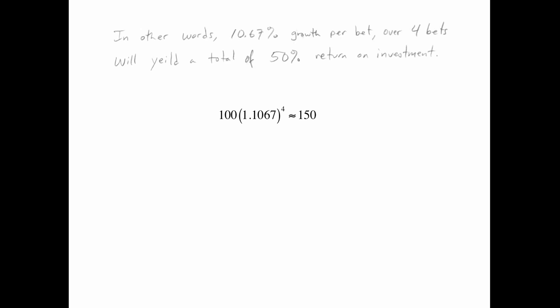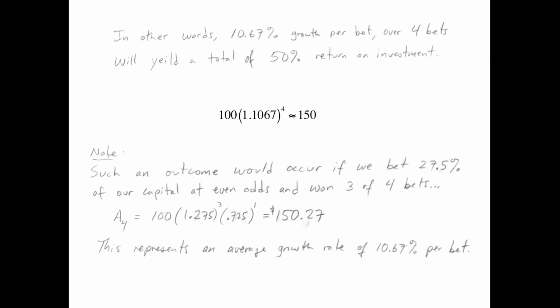A growth of 10%, let's say, gives you 110%, right? And if you get that 110% 4 times, you'll make $150. And such an outcome would occur if you were risking 27.5% of the capital at even odds, and you won 3 out of 4 bets.